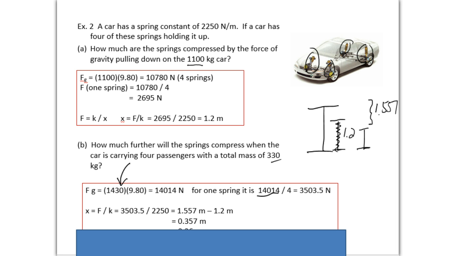What you're trying to find is this part right here, because it was loaded. So this is an unloaded car, and here's where the car is loaded. To get that amount, you take your complete compression and subtract the 1.2, and you find out that the car is compressed 0.35 meters, or about 36 centimeters.